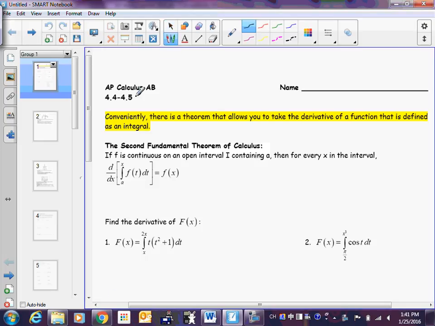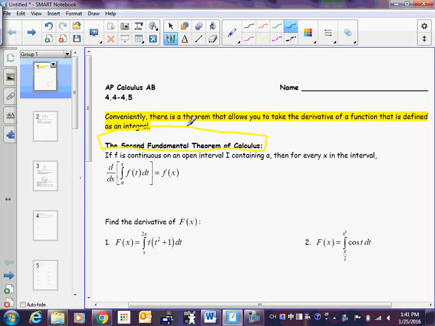We started 4.4 before the test. That was the last thing that we learned. We have a couple more topics to continue with in 4.4, and this second fundamental theorem of calculus is one of them. This is not a theorem that you're going to use to prove things. It's more or less used to conveniently and efficiently answer certain types of problems, okay?